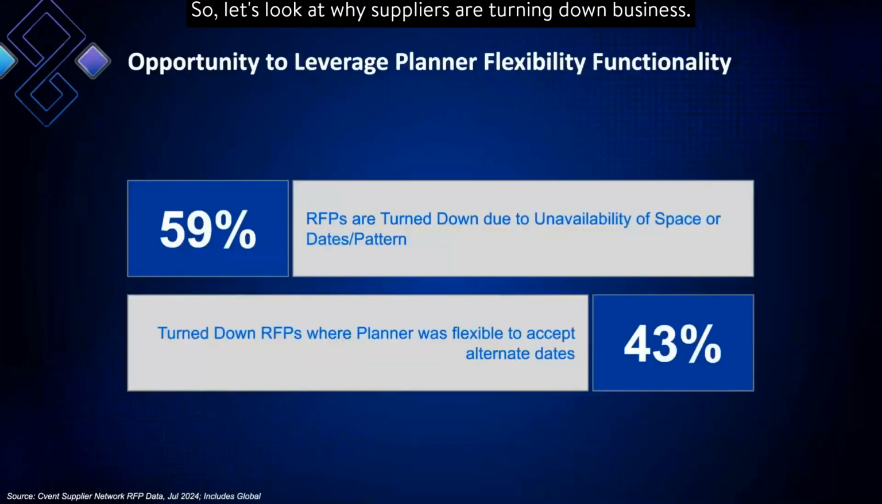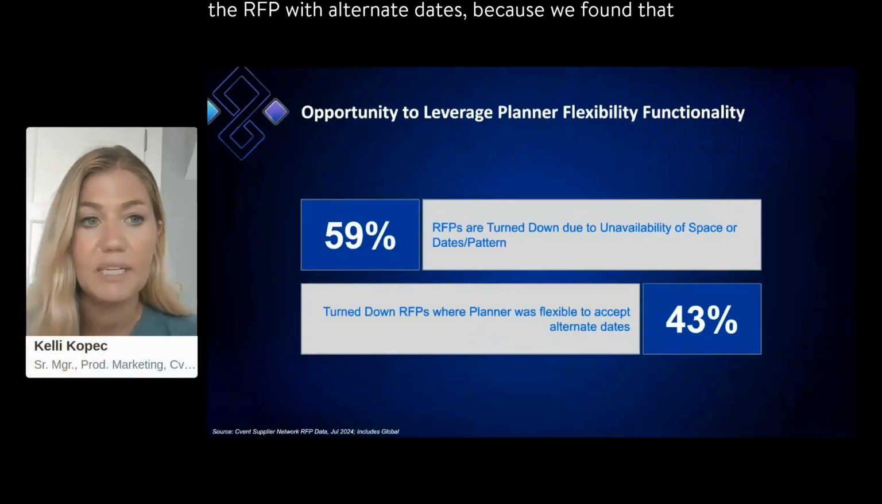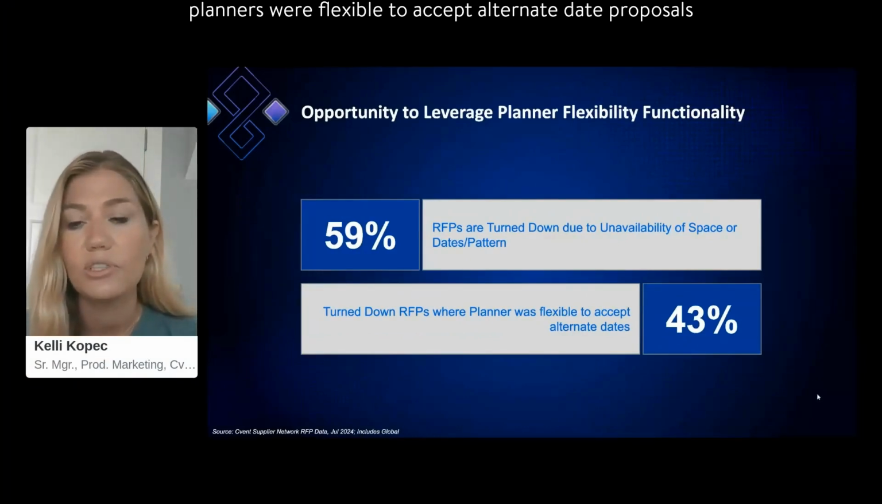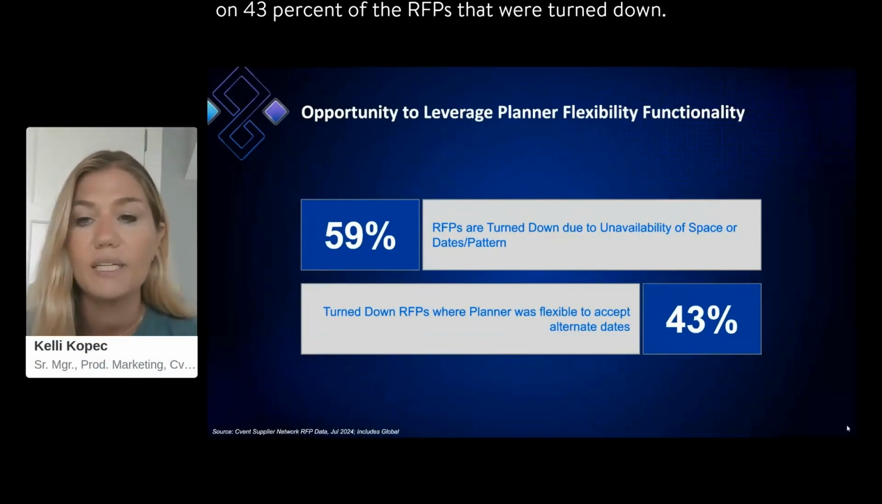So let's look at why suppliers are turning down business. And we'll get to a lot of this later too in our discussion. 59% of the RFPs in our system, this is July again, are turned down due to unavailability of either guest rooms and meeting space or date patterns. And if you don't feel like you are getting enough bids back as a planner, you can take advantage of submitting the RFP with alternate dates, because we found that planners were flexible to accept alternate date proposals on 43% of the RFPs that were turned down.